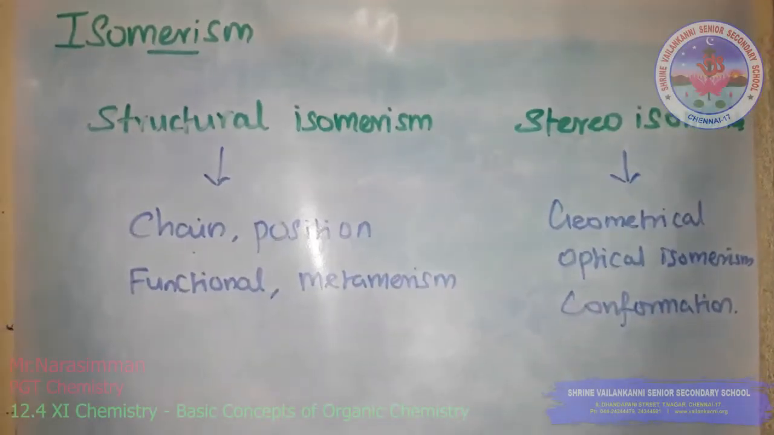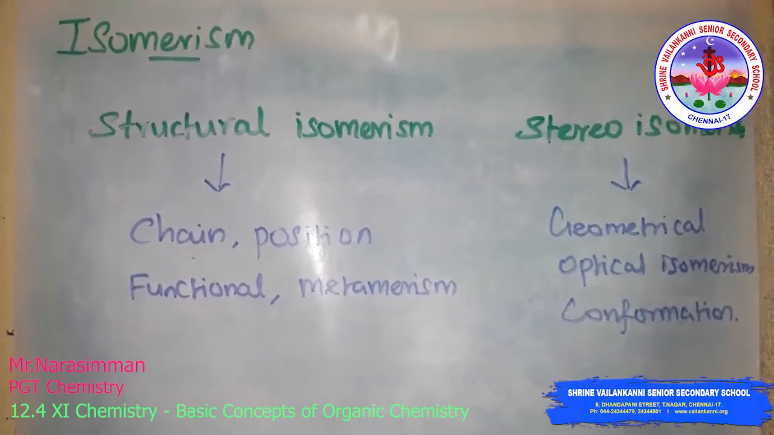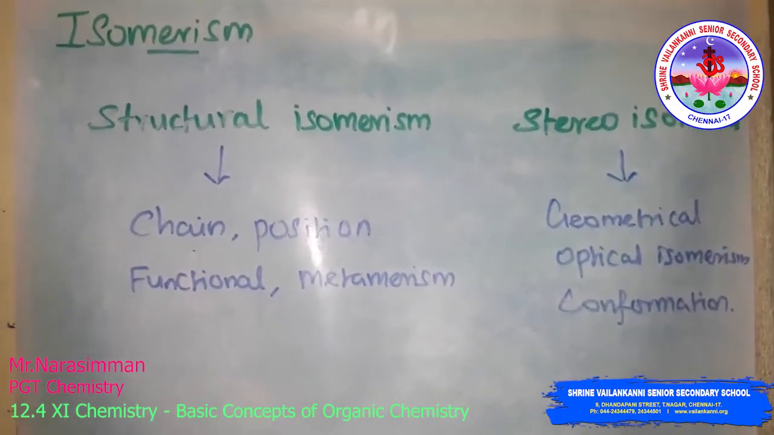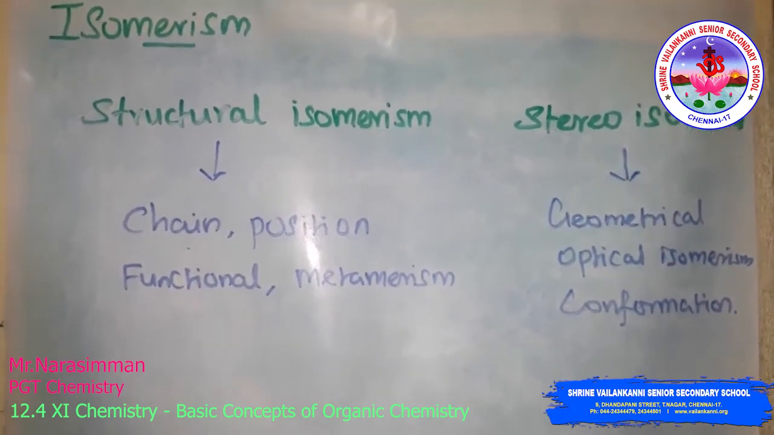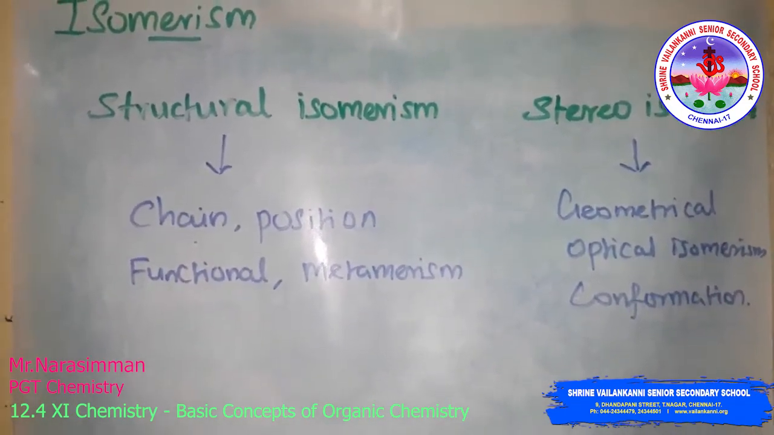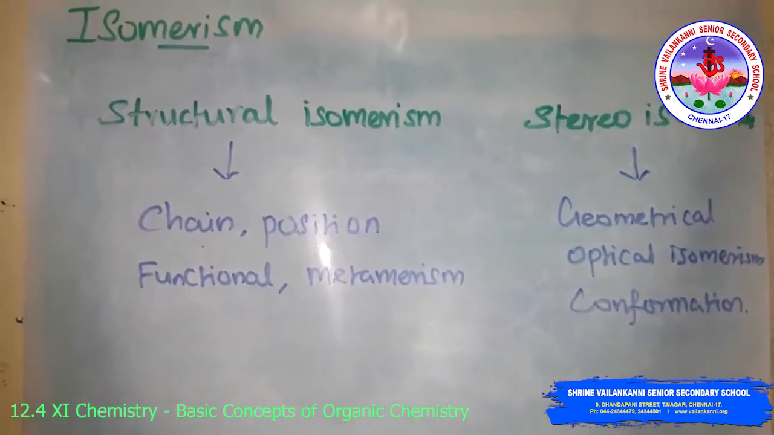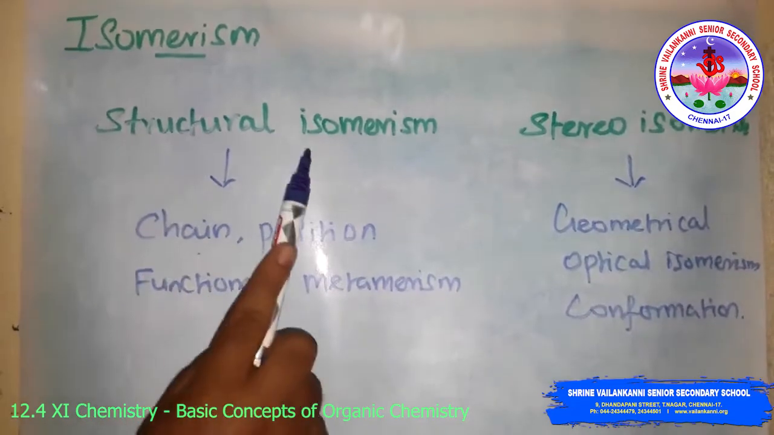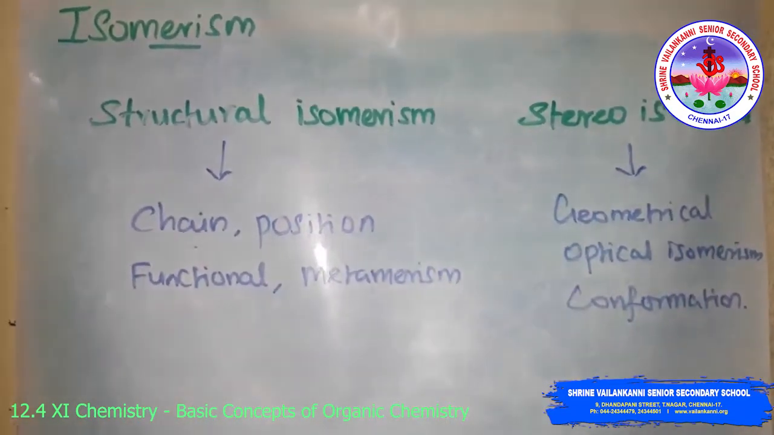Isomerism is the phenomenon of having the same molecular formula but different structural arrangement. They give different physical and chemical properties, so they are called isomers. Isomerism is further classified into two types: structural isomerism and stereoisomerism.